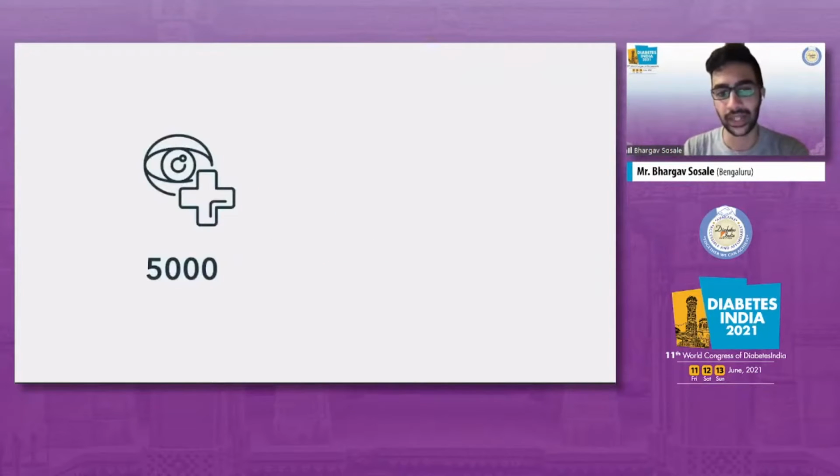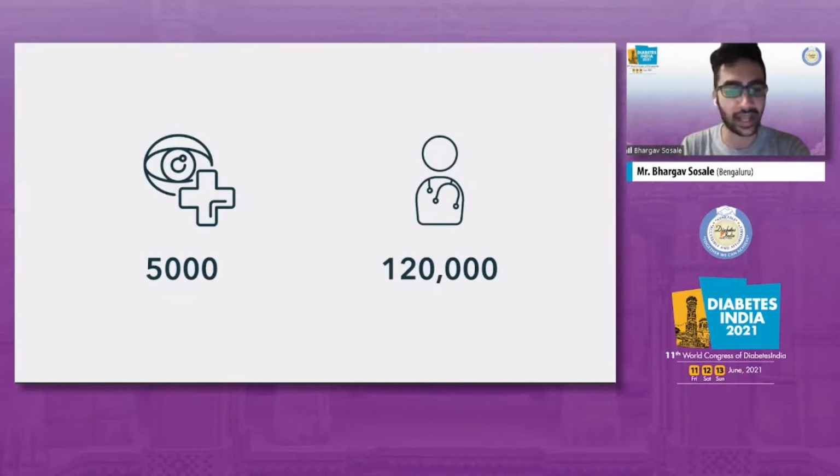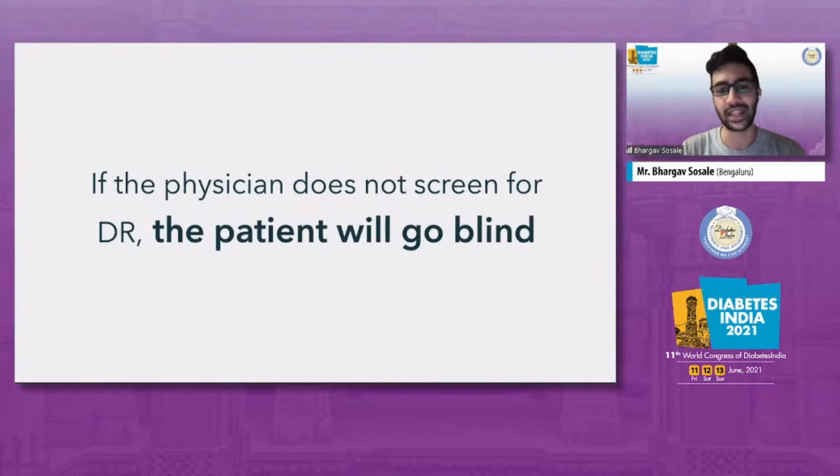Now, in India, there are actually 5,000 retina specialists, and there are 120,000 doctors treating diabetes, either endocrinologists, physicians, or primary care. This means that if the physician does not screen for DR, the patient will go blind.